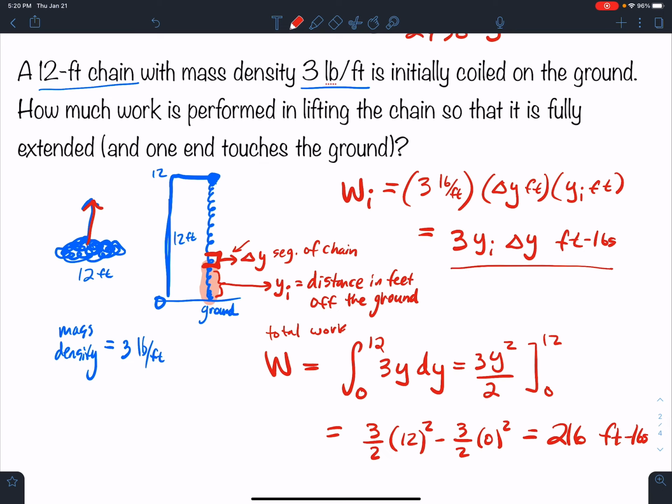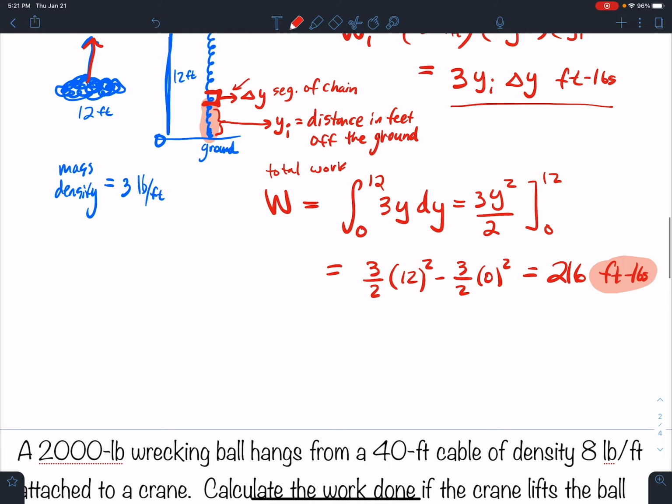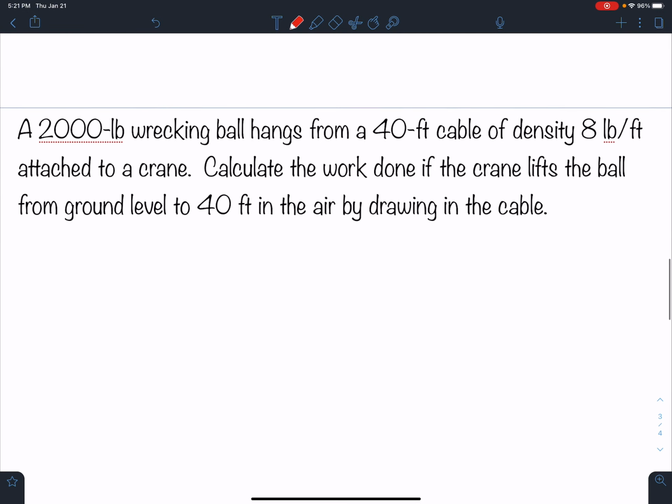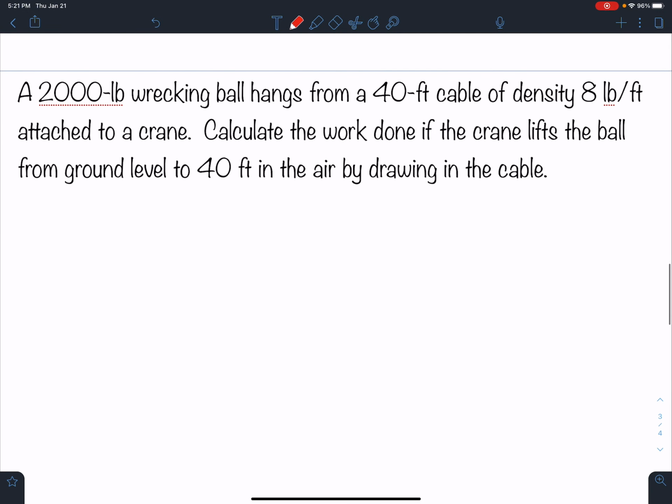Now you notice here we're not in joules or newton-meters, because our units here are in feet and pounds. So we stick with our units; what's important is to note how you're doing the problem. Let's try one more where we have foot-pounds.